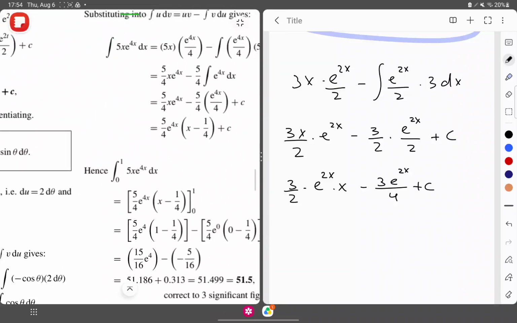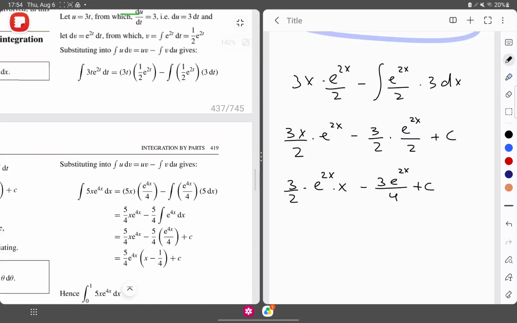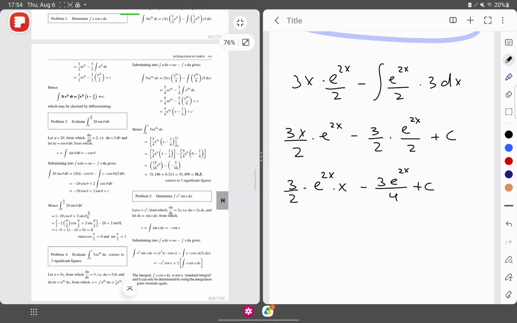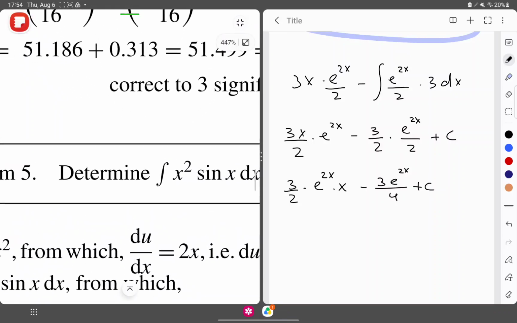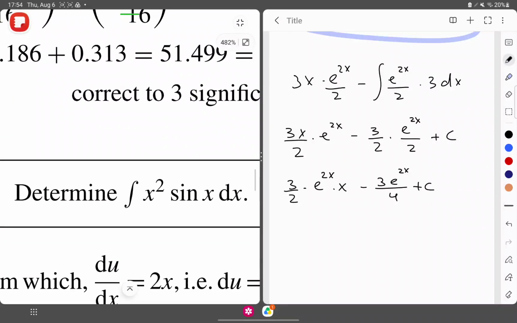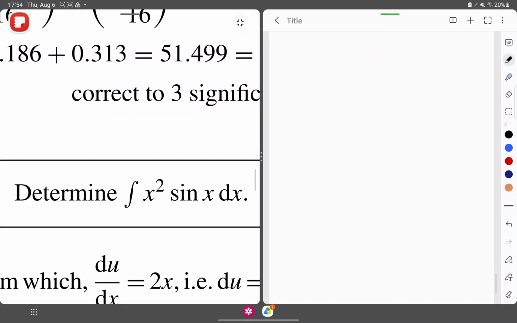I also don't know this one because it has borders and I don't know how to deal with those borders. Okay, let's do this one: the integral of x squared times sine x dx. We said that according to our LIPET technique, u will be sine x, the trigonometric one.